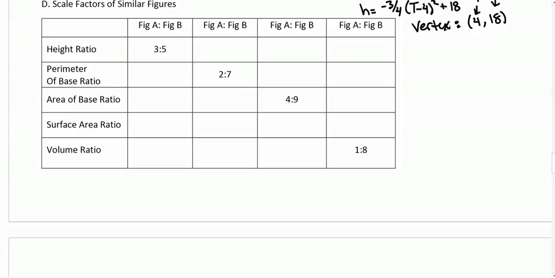This is part D on the scale factors of similar figures, taken from worksheet 4 of unit 9. So first, height and perimeter are one-dimensional. It's important to realize that. Area, whether area of the base ratio or surface area, all area is two-dimensional. And volume is three-dimensional.